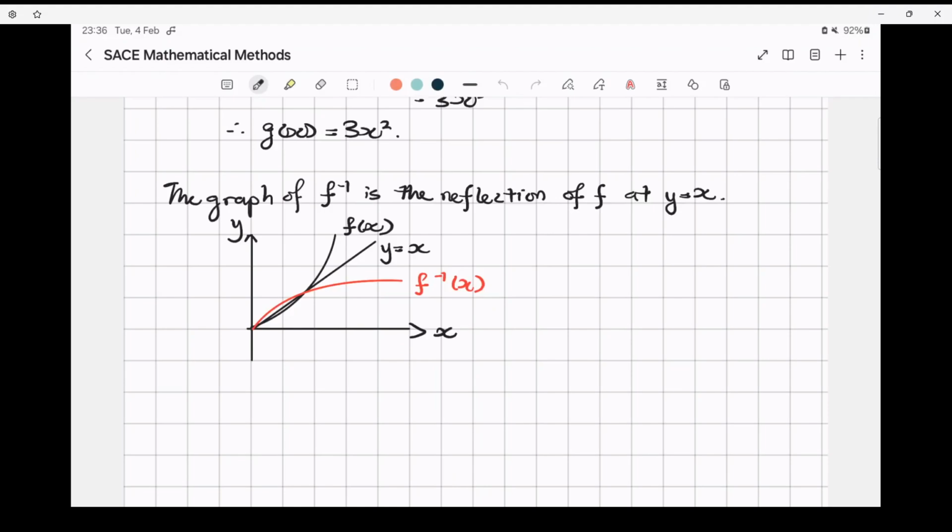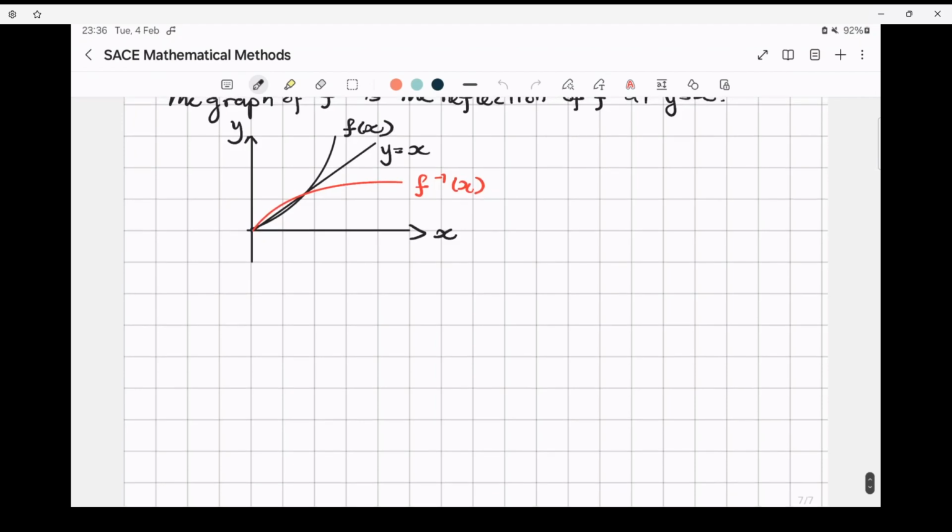Hi, welcome back to SACE Mathematical Methods. So today we will go into the idea of function transformation. So this is our topic today. We will look at how a function transforms when you have some coordinate transformation.